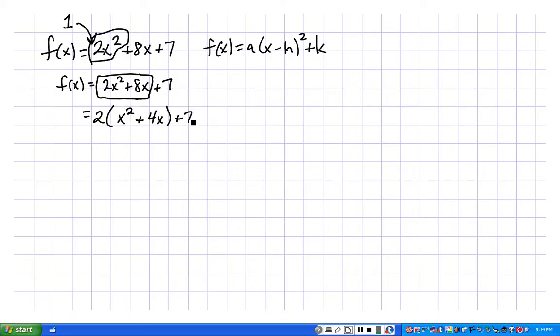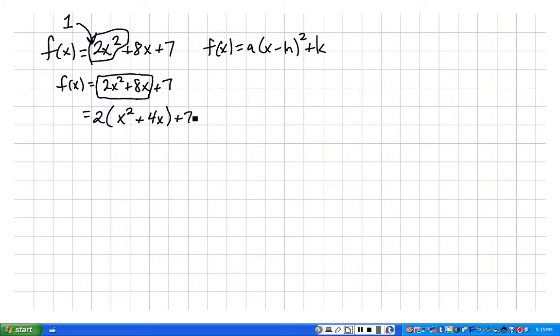I factor the 2 out of these first two. 2 goes into 2 one time, so it's like saying 2 times 1x squared would be the 2x squared. 2 times 4x would be 8x. So I pull out a 2, I'm left with 1x squared plus 4x. I still have the plus 7 out there.